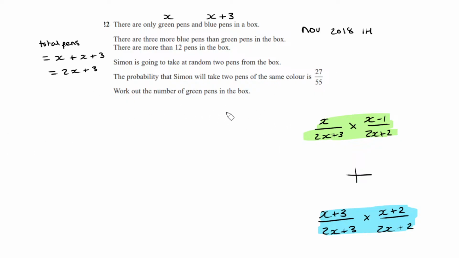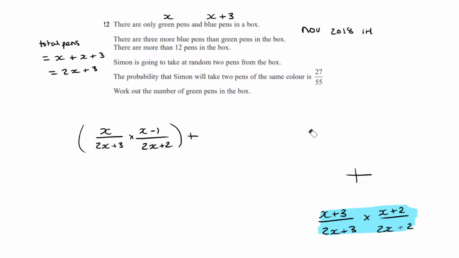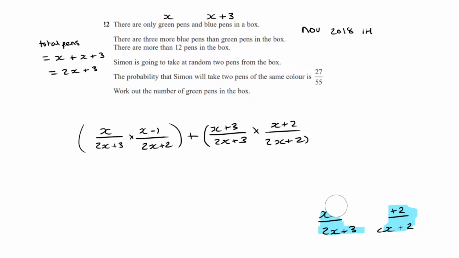So my equation is the green, which is all of this, 2x plus 2, and then add the blue. As I said, you might have been able to do this without the tree, but I personally could not. I had to draw the tree so I could visualize it. 2x plus 2. And then that is what is equal to 27 over 55.